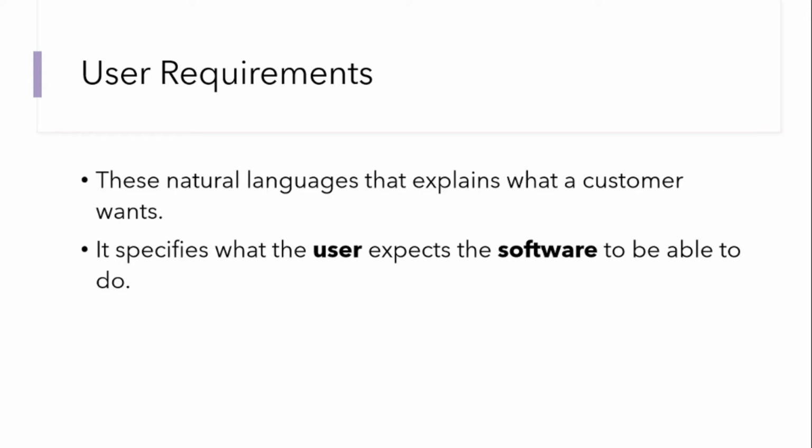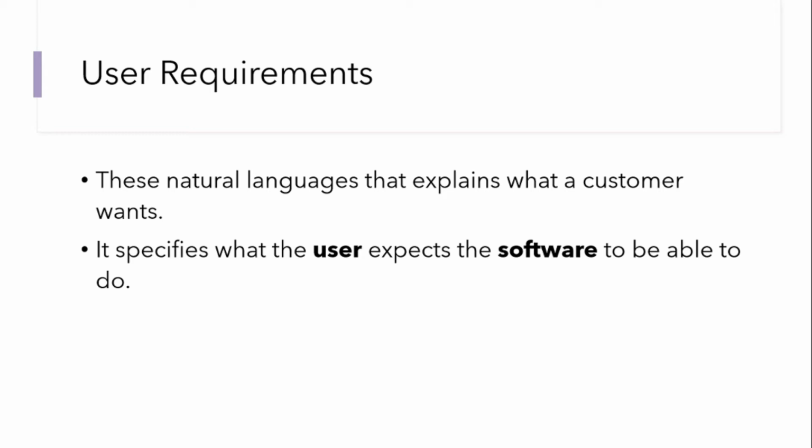User requirements are basically natural language statements that explain what a customer wants. It specifies what the user expects the software to be able to do. So you come to me, hey Sam, please, I want a software. Then I ask you, what are you using the software for? What you tell me is, I need a software that will manage my shop for me. I need a software that will track my daily sales. I need a software that can keep track of customer receipts and many more.